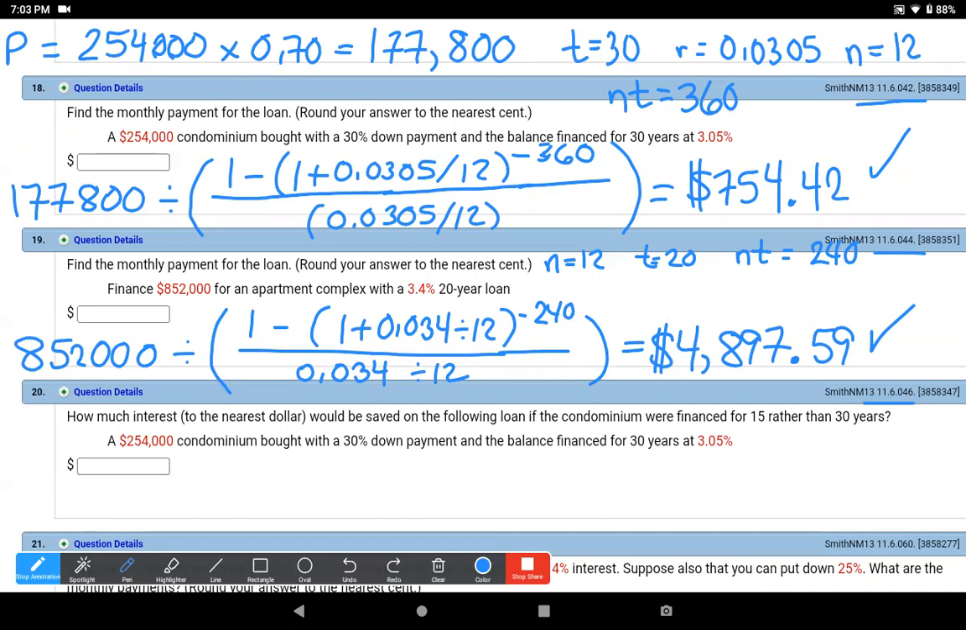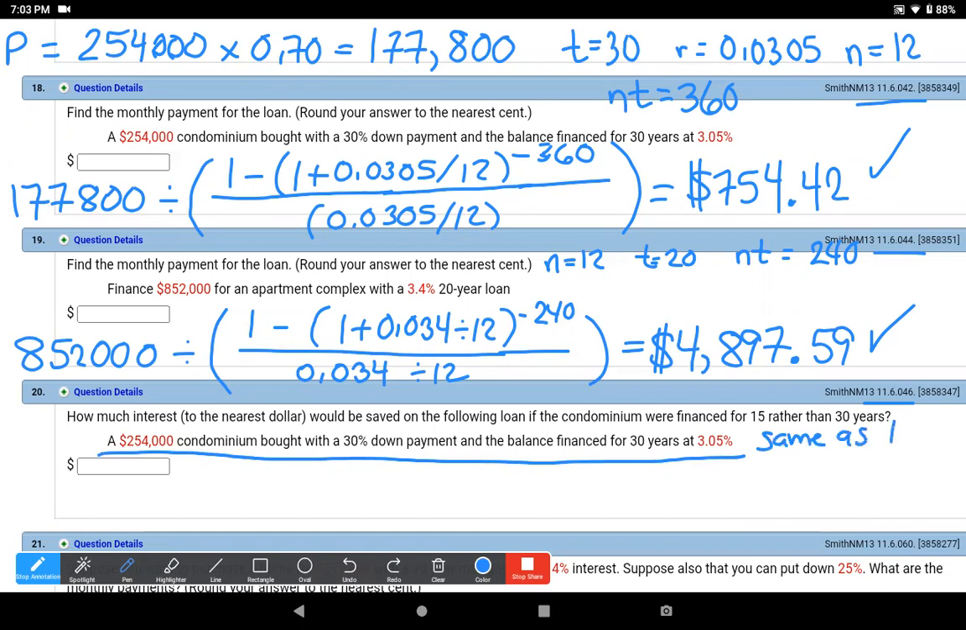Okay, so number 20 here. What are we looking at? How much interest to the nearest dollar would be saved on the following loan if the condominium were financed for 15 years rather than 30. Okay, so a $254,000 condominium. This is the same as above, right? So we don't have to redo this work. This is the same as number 18.